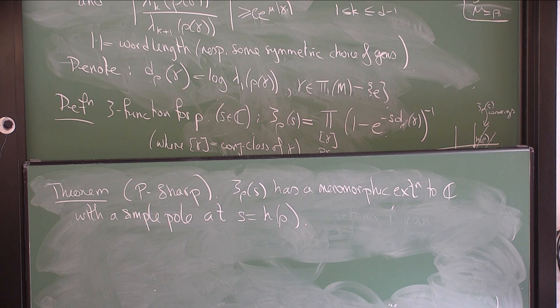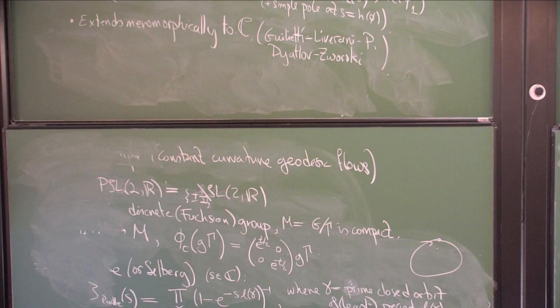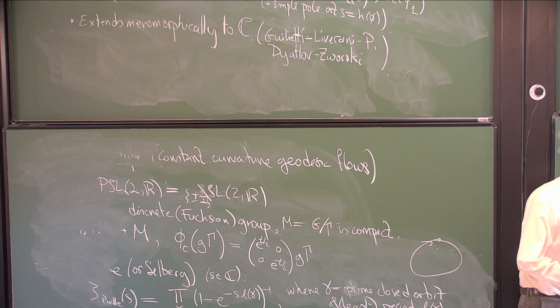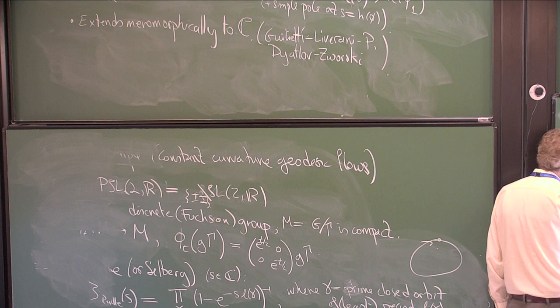So where do these examples come from? So these are lots of representations. Let me briefly say something about examples. They're associated normally to something called the Hitchin component.